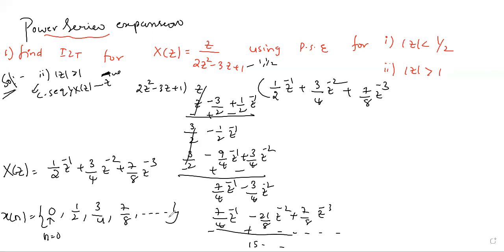This is the power series expansion method, or long division method, to find the inverse Z transform of a given sequence. Okay. So like this, for any given function, depending on the ROC, whether we want positive powers of Z or negative powers of Z, by observing that, we do the division process, then write the coefficients of the Z powers. That's it. This is about the long division method.